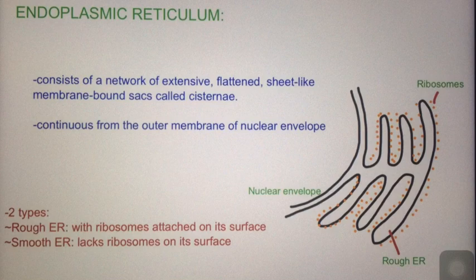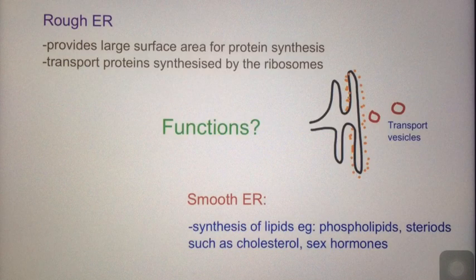Next, endoplasmic reticulum, ER. ER is an extensive network of flattened sheet-like membrane-bound sacs known as cisternae. They may be covered with ribosomes forming rough ER, or if ribosomes are absent on its surface, it is known as smooth ER. The ER is usually continuous with the outer membrane of the nuclear envelope. Next, we are going to look at the functions of ER.